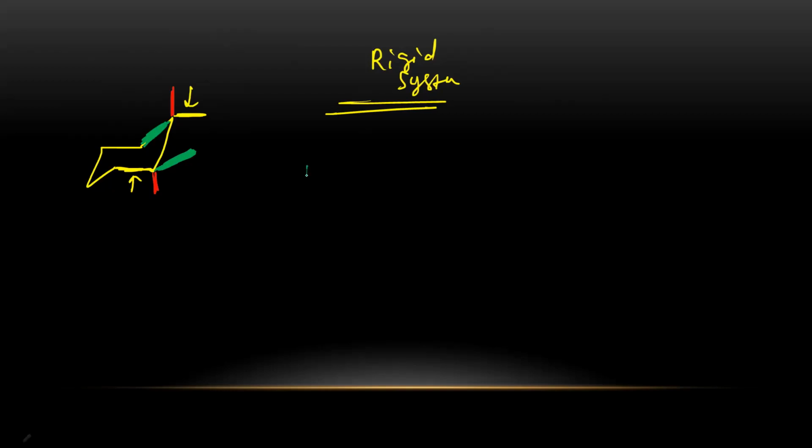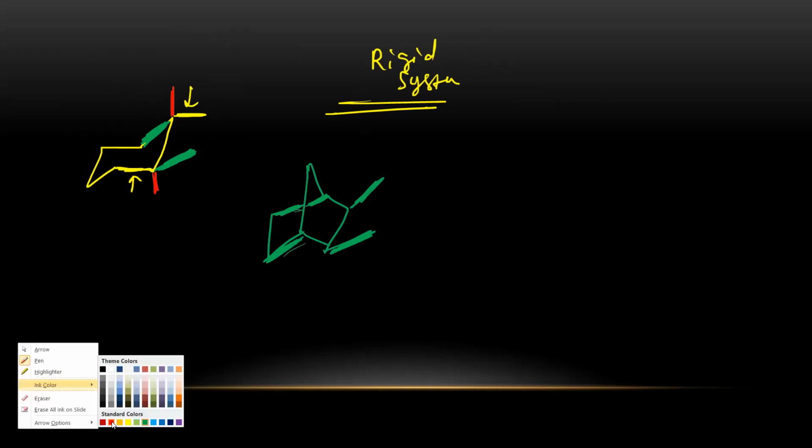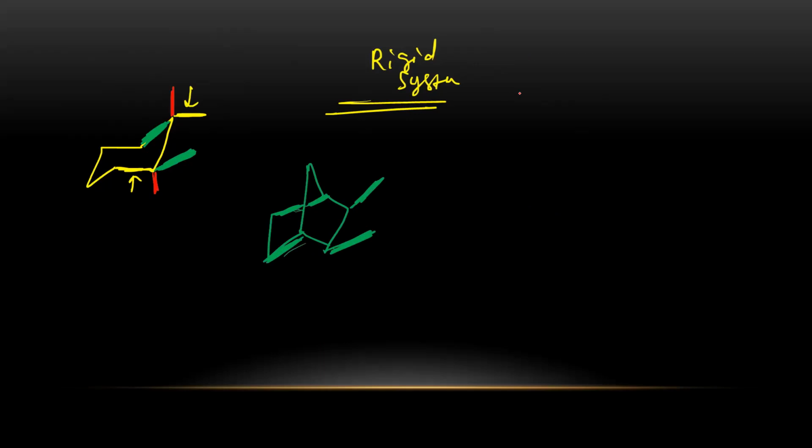For a bridge system, suppose this 2 to 1 bridge, this exo group will have anti-periplanarity with this group. Again, this group will have anti-periplanarity with this bond. Now let's see how this affects. Now I have one question.